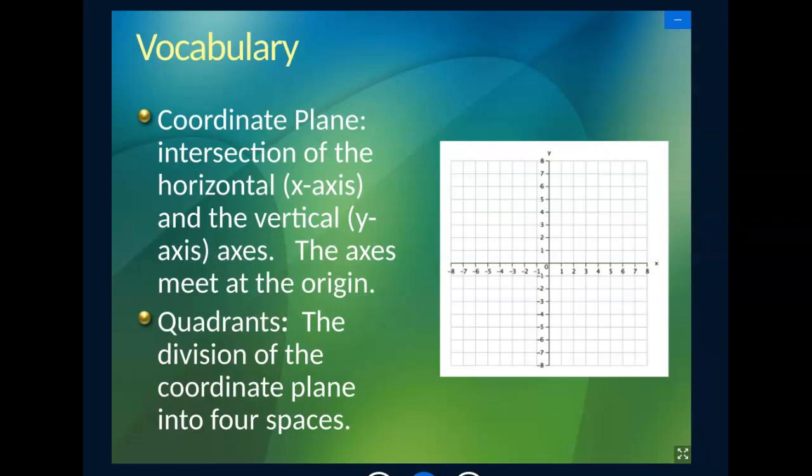A coordinate plane is broken up into 4 quadrants. So you have quadrant 1, which is over here in the first quadrant to the right. And then we go counterclockwise for our second quadrant. So quadrant 2 is up here to the left. Quadrant 3 is down below. And quadrant 4 is to the right of that. So you have quadrant 1, 2, 3, and 4.